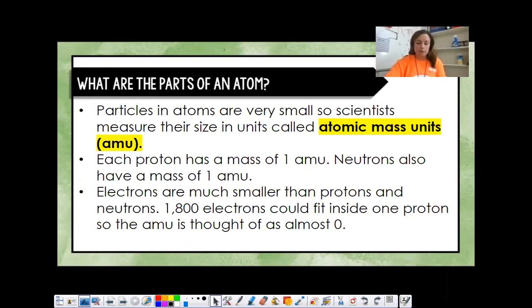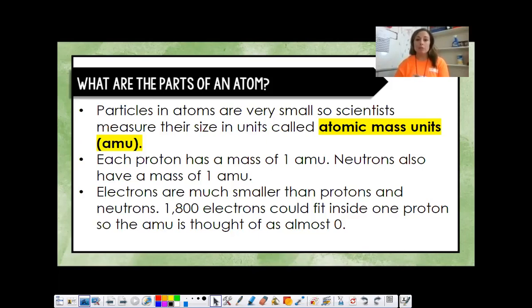Since atoms are so small, scientists had to create their own unit of measurement because there was no unit of measurement you could use to weigh the mass of an atom. So what scientists did was they came up with the atomic mass unit, or AMU. Protons are going to be 1 AMU. Neutrons are going to be 1 AMU.